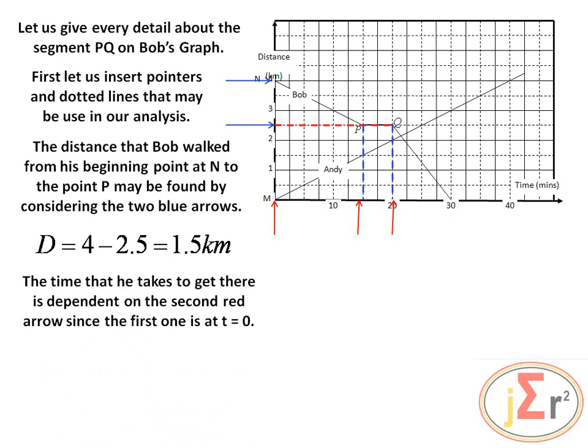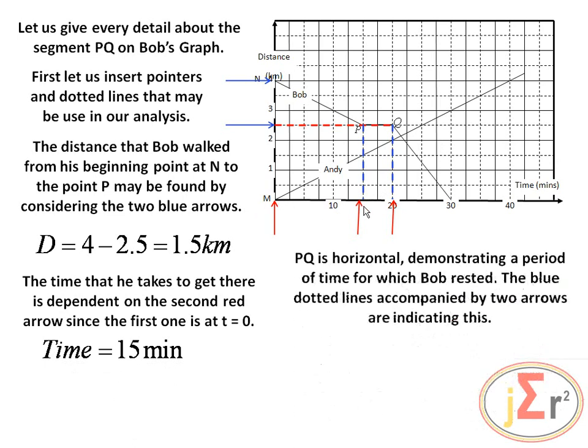The time that he takes to get there is dependent on the second red arrow, since the first one is at t is equal to 0. So what about the time that he took to get there? Right at this second arrow, which is 15 minutes. Right at this arrow. So the time is 15 minutes.